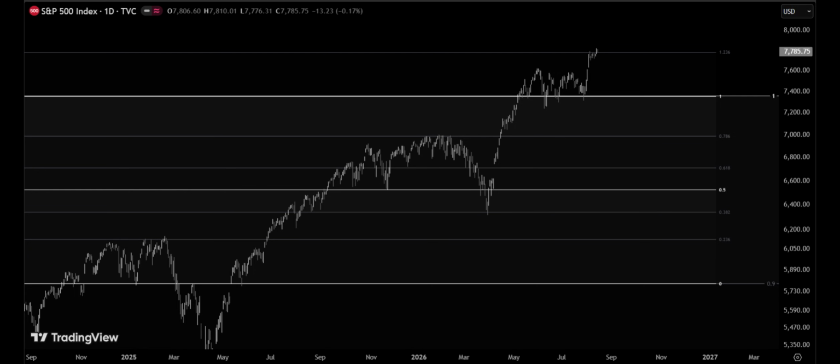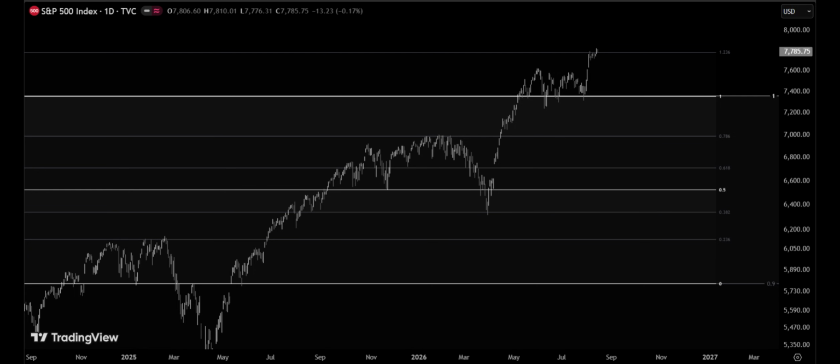The Fibonacci field now becomes much more precise. The lower reference is 0. Then come 0.236, 0.382, 0.5, 0.618, 0.786, and 1.0. These levels divide the current structure into proportional regions.